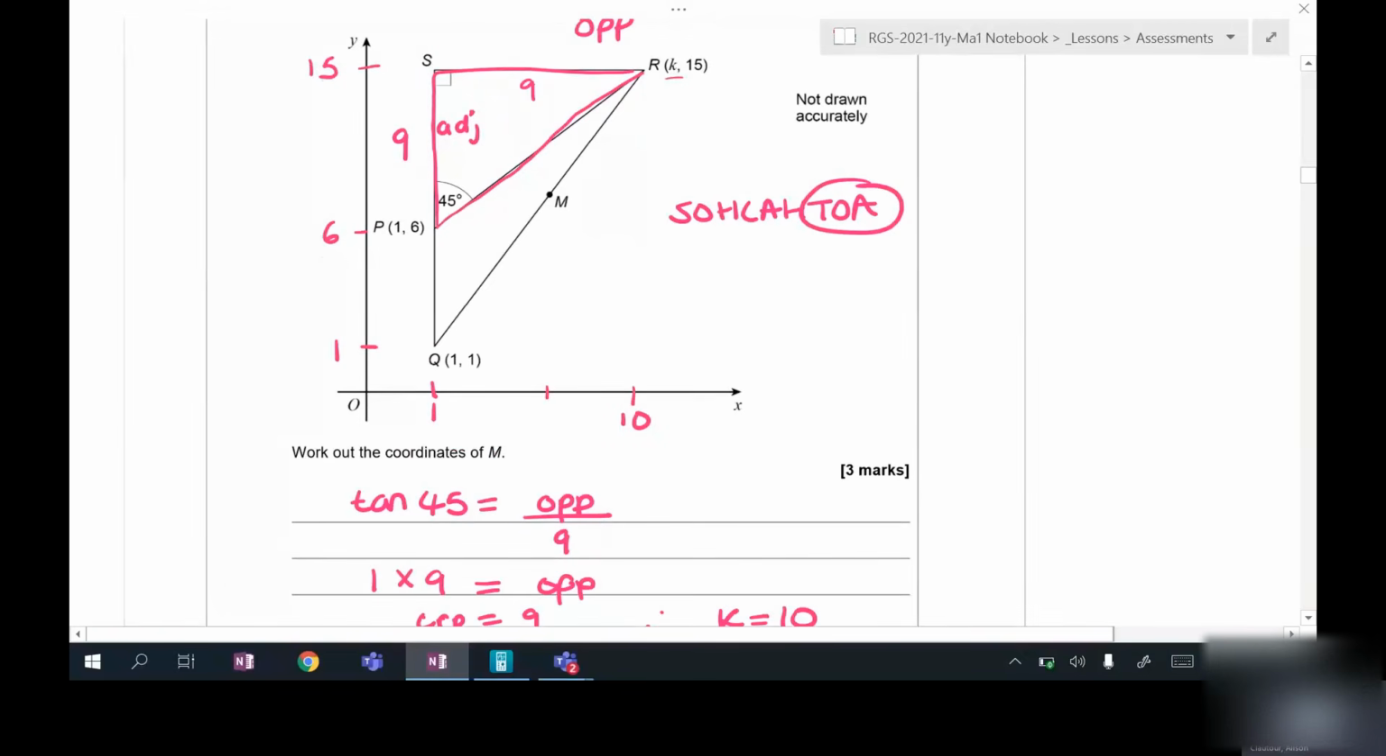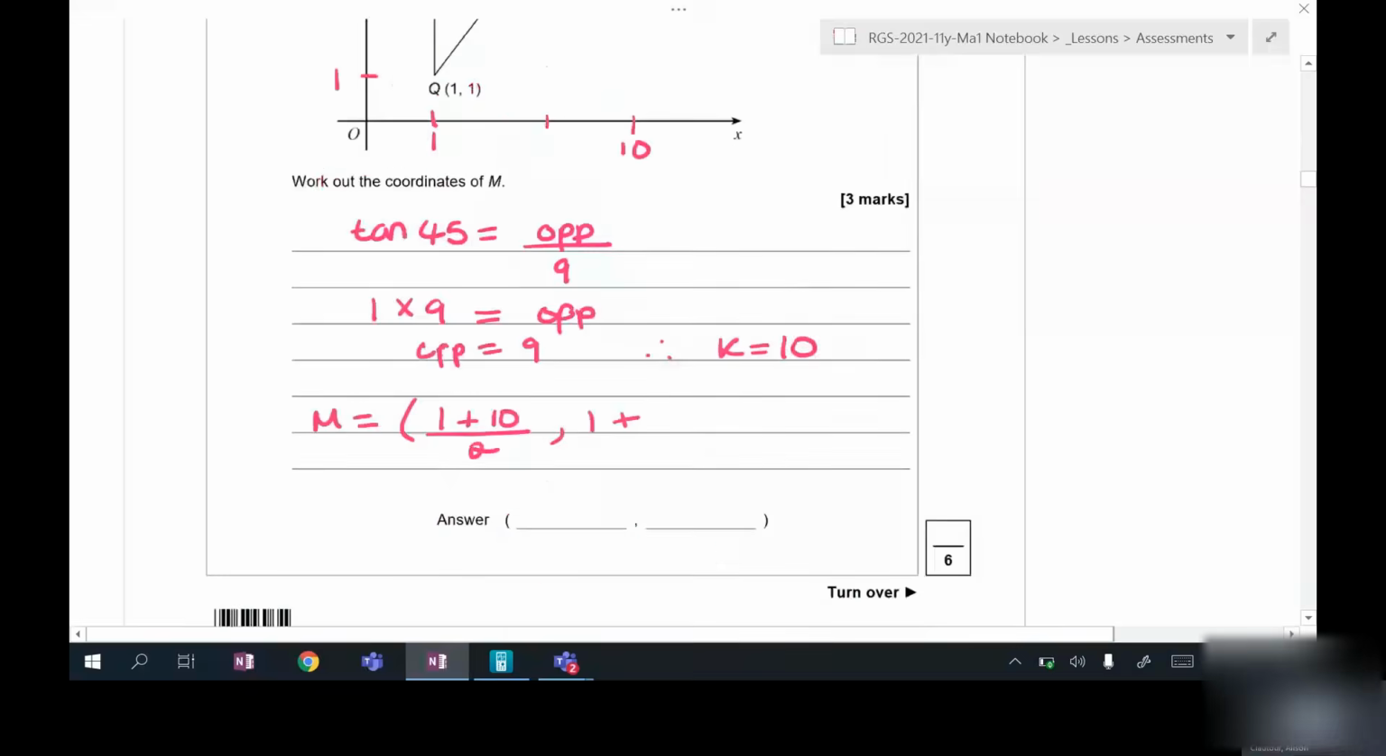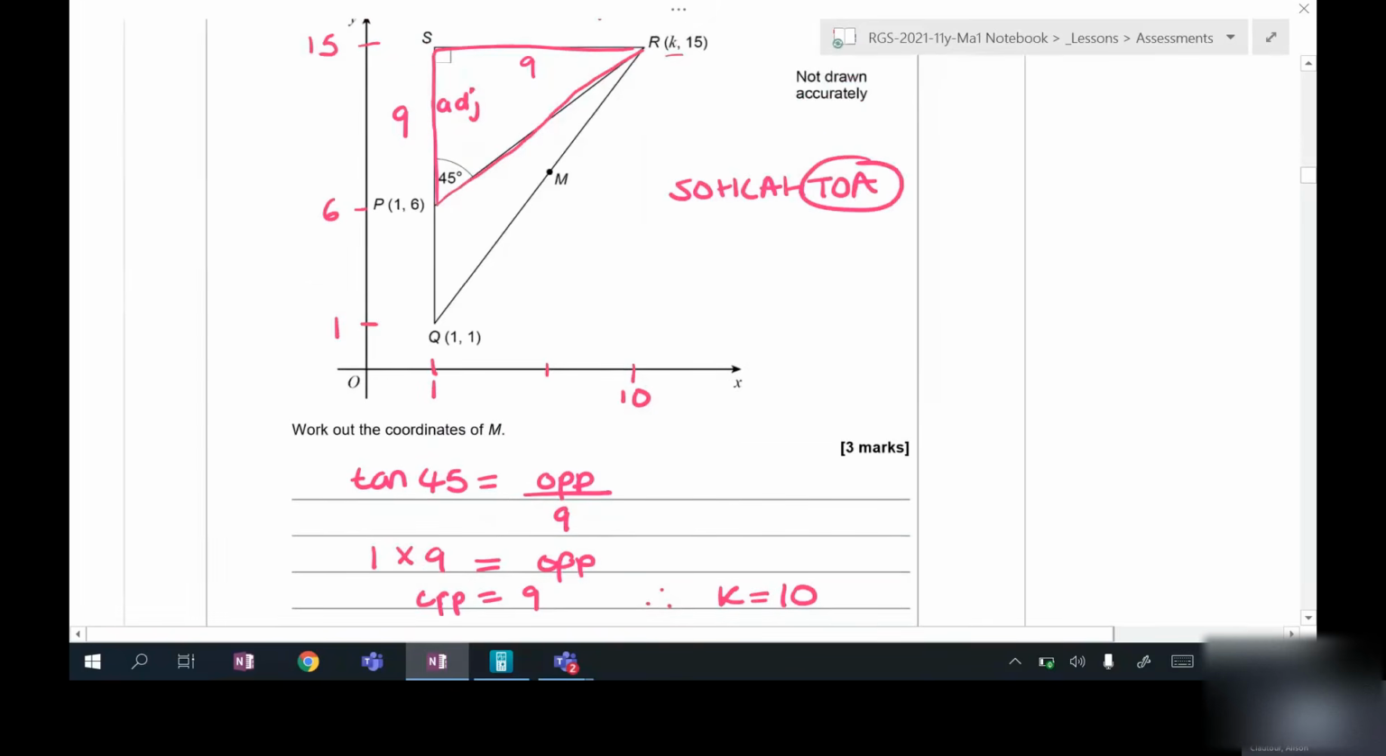Now you've just got the midpoint between 10, 15 and 1, 1. To find the midpoint, you average your x-coordinates and you average your y-coordinates. Our x-coordinates are 1 and 10, and our y-coordinates are 1 and 15. So we've got 11/2 and 8. It's quite a nice question, a little bit of right angle trig mixed in with coordinate geometry.